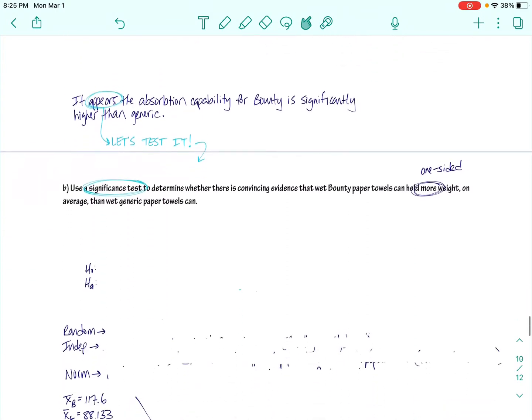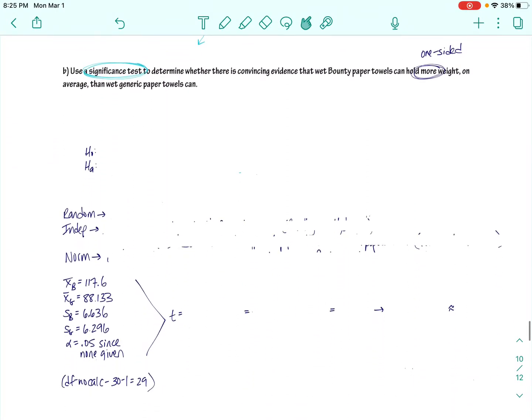All right, guys, so use a significance test. We're in part B. I basically skipped part A. You're welcome. Use a significance test, so that means we're not doing an interval. A significance test means write an H0 and an Ha, come up with a p-value, and reject or fail to reject. So use a significance test to determine whether there is convincing evidence. Those are more clues in the wording of the question that you're going to be doing a test and not doing an estimate, which is what they say when they want you to do an interval. That wet Bounty paper towels can hold more weight, one-sided, keyword, on average than wet generic paper towels.